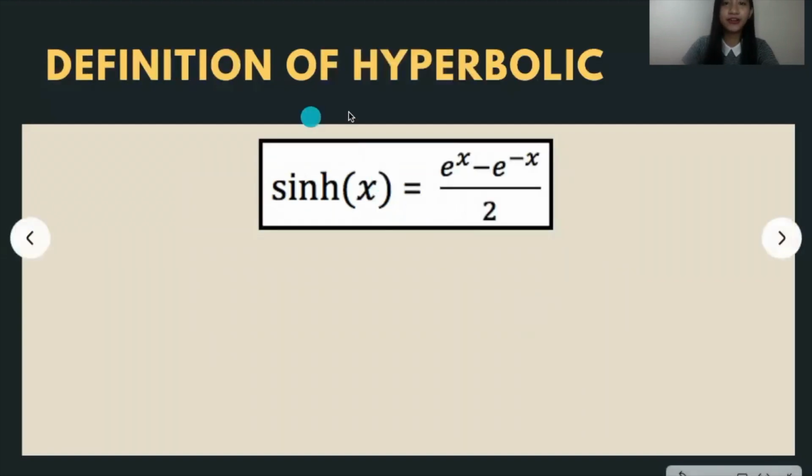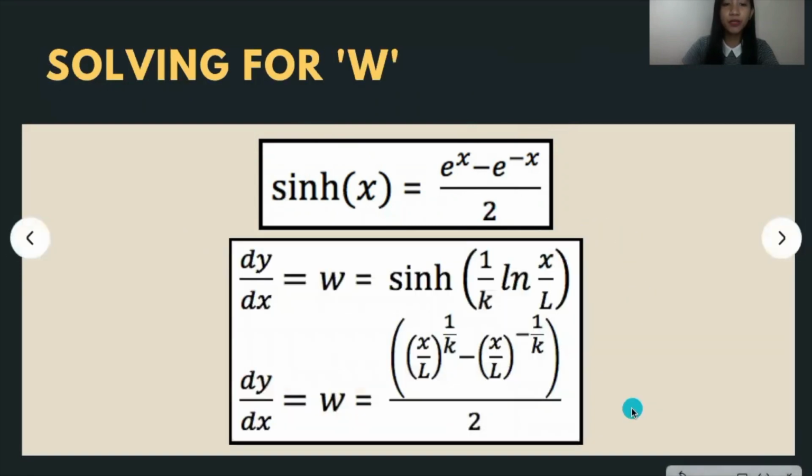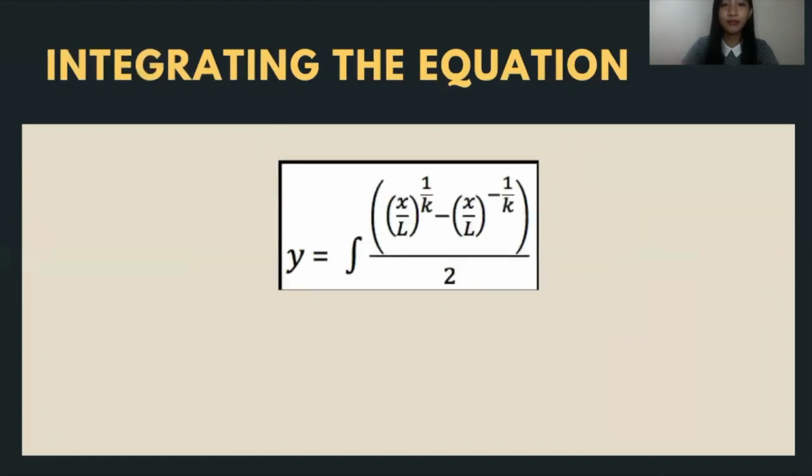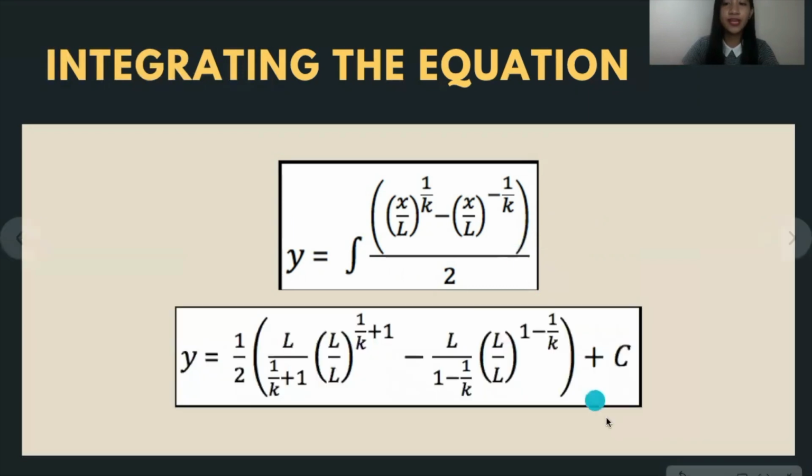Remembering the definition of hyperbolic sine, sinh x is equal to e^x minus e raised to negative x all over 2. So now we will be solving for w, which is also equal to dy over dx. It is this. We will be getting this equation. And then, as I have said earlier, we will be using the hyperbolic sine. And then solving for w, we just need to integrate this equation. We will be getting this.